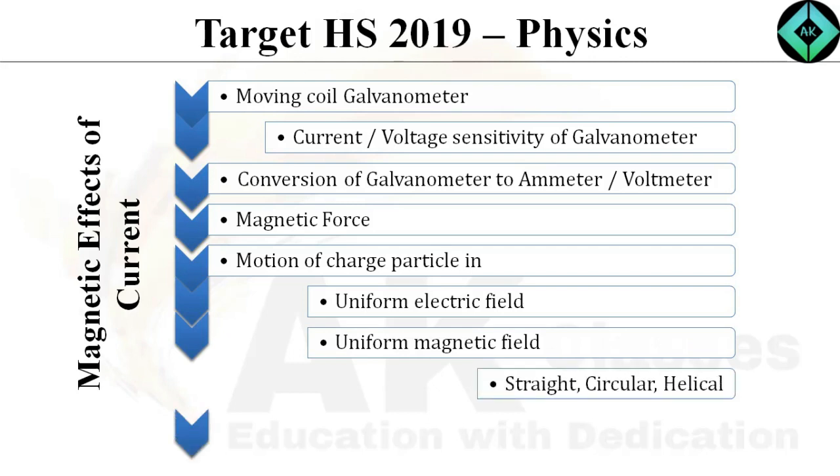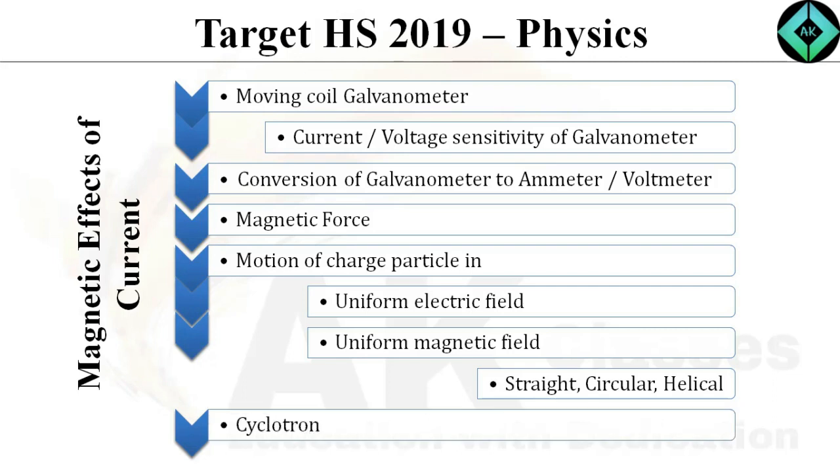And for the helical path, do not forget to find the expression for pitch of the helical path and derivation of expression for the time period. Lastly, in this part you have the cyclotron, which is just an application of motion of charged particle in the presence of electric and magnetic fields. This is all about magnetic effects of current.